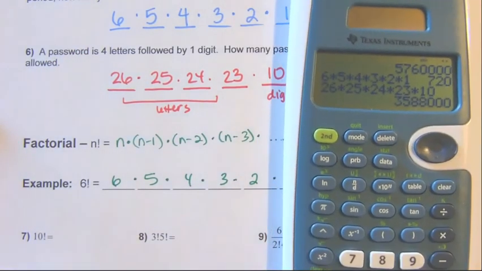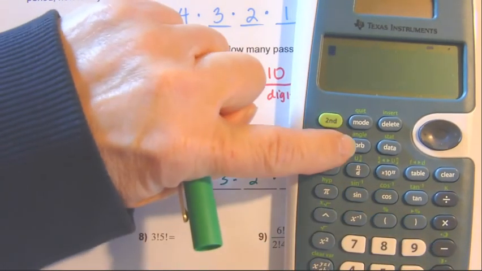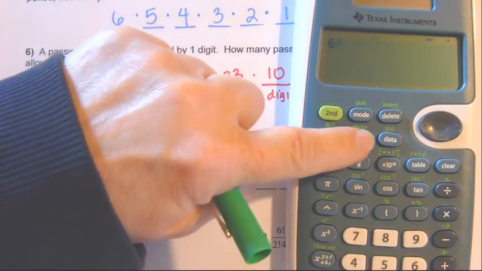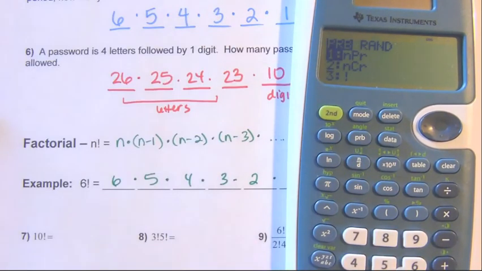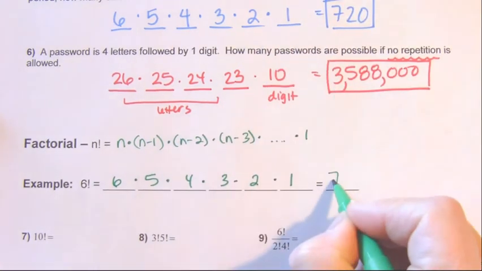Actually, same thing we did up here. But there is a factorial button on the calculator. If you have this calculator, it's going to be right here under this PRB button. So you type a 6. If you hit the PRB, it's your 3rd option. And it gives you that same answer we got up there, 720.